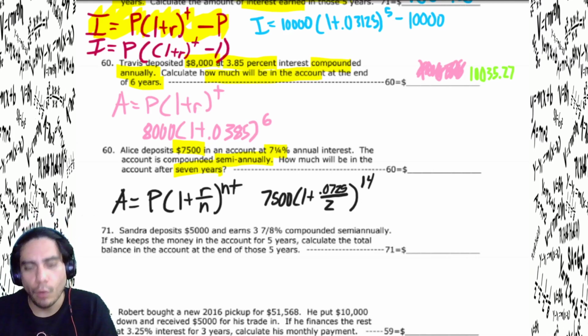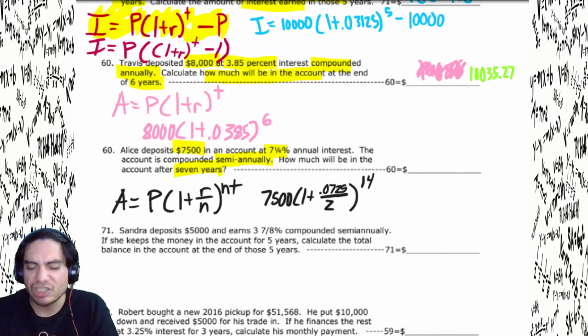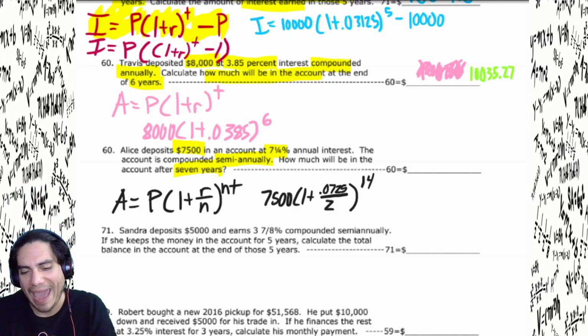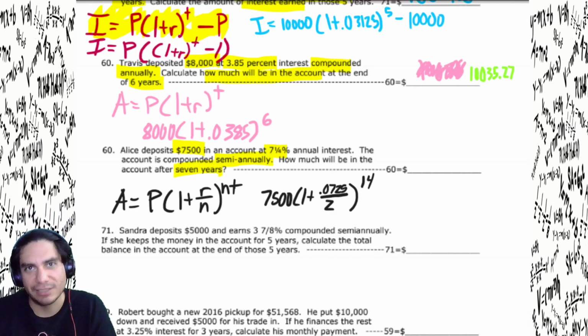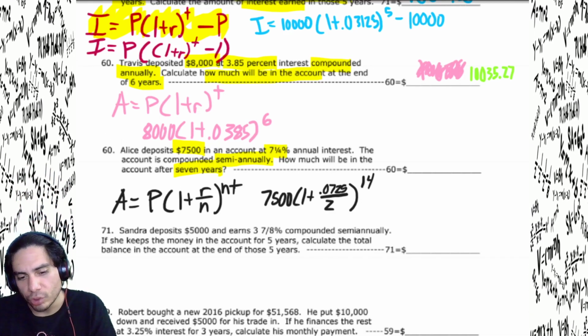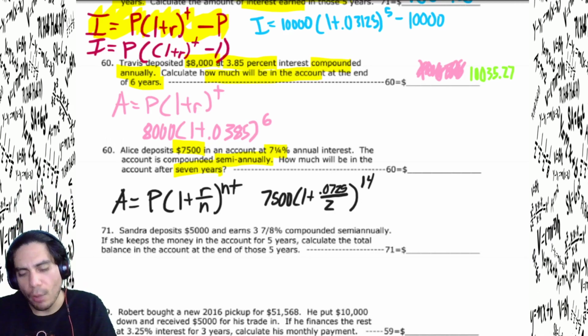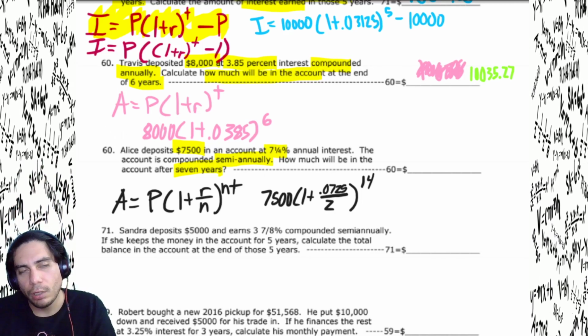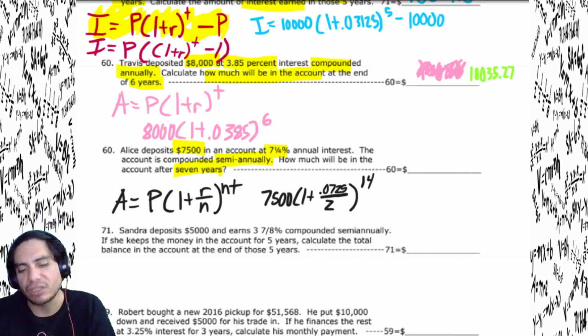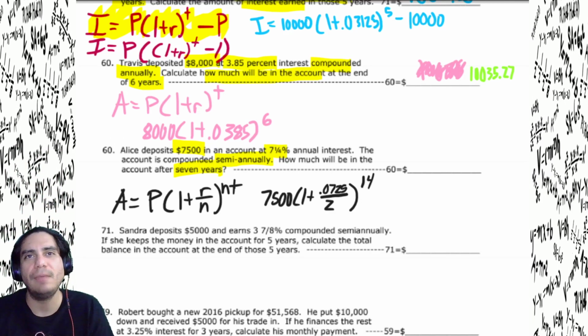Let's get it. I'm going to start with my parentheses. 0.0725, enter, 2 divide, add it. Okay, whoa, I think I did something really wrong here, okay? That's why you got to make sure that you're doing this stuff right. So now we're going to raise it to the 14th power. I got 1.65. And then I'm going to multiply it with the 7,500 I originally typed.